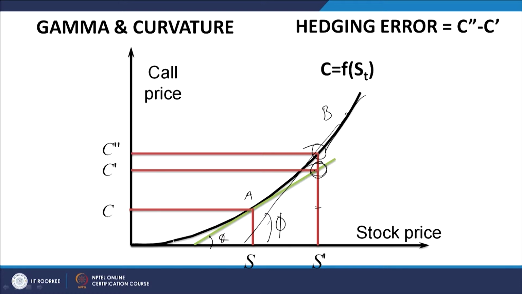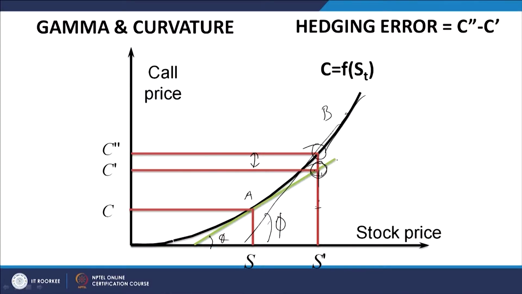Therefore, because the two positions are opposite, this is the total movement, this portion is the stock movement, this portion of the total movement is cancelled by the stock, but this particular portion, the portion between C dash and C double dash, does not get annulled by the change in the stock price, and this represents the hedging error. And where has this come from? This has come due to the curvature of the call price.